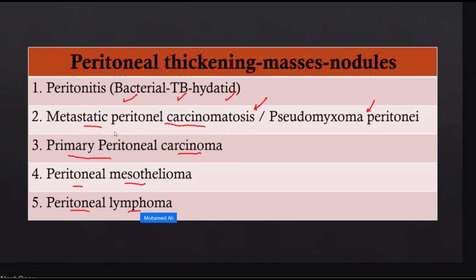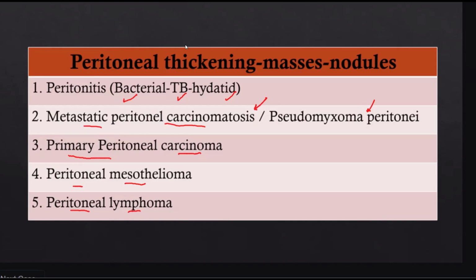Peritoneal lymphoma: if you have mural thickening along the bowel loop, and if you have soft tissue masses or lymph node enlargement along the mesenteric root, encasing the mesenteric vessels. So these are the key points for peritoneal lymphoma. Okay, thank you so much. Candidate number 2, thank you, sir.